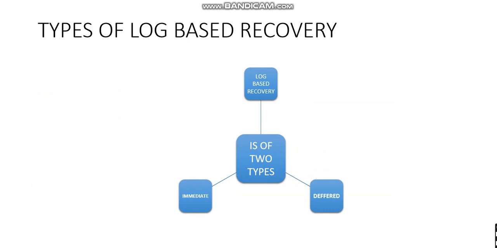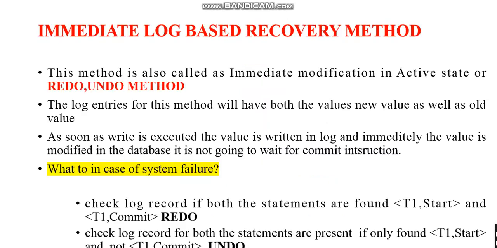Next, types of log-based recovery system. It is of two types: immediate and deferred. Now what is the immediate log-based recovery method? This method is also called immediate modification in active state or redo-undo method. Here we are saying that this is a method of log-based recovery, and the name is immediate modification in active state or redo-undo method.